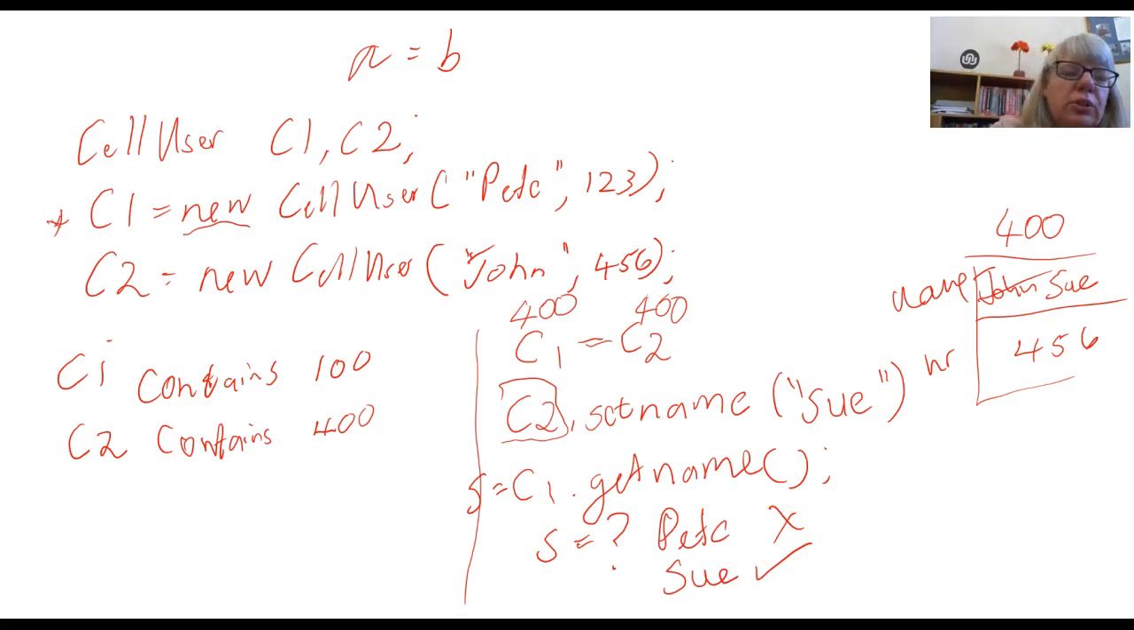If I wanted to have two independent objects going their own separate ways, I had to do something like C2.setName if I wanted to do the name, and then say C1.getName.